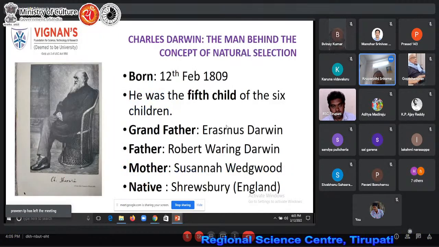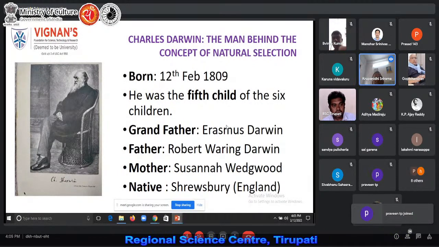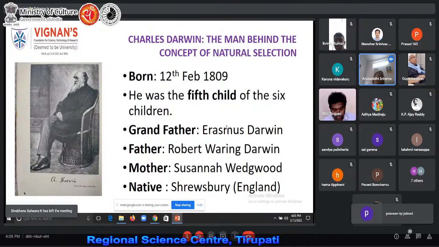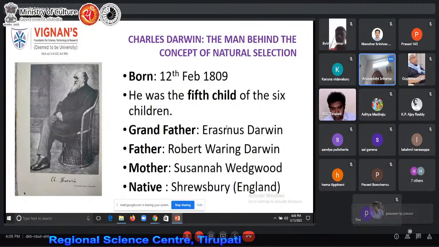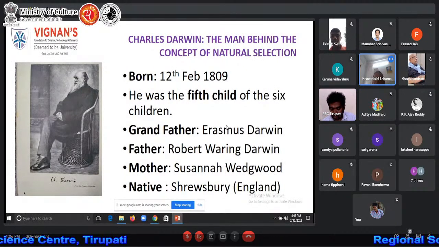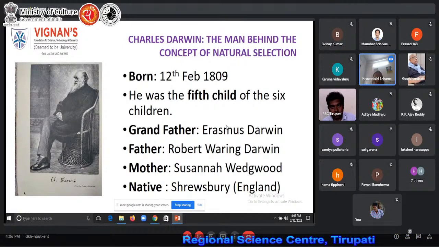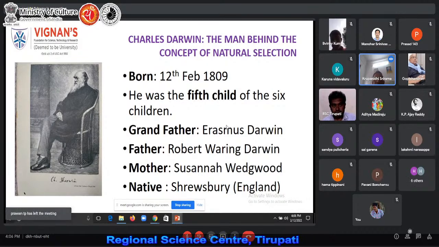Let us go now to Charles Darwin, the man behind the concept of natural selection. He is a visionary. The details of how he is a visionary, we are going to see in the next few slides. He was born on 12th February 1809, almost 200 years back. Several people, several bishops, were born then, and we are not commemorating their birth anniversaries. We are commemorating the birth anniversary of Charles Darwin because he introduced to humanity that we are all subject to evolutionary forces.